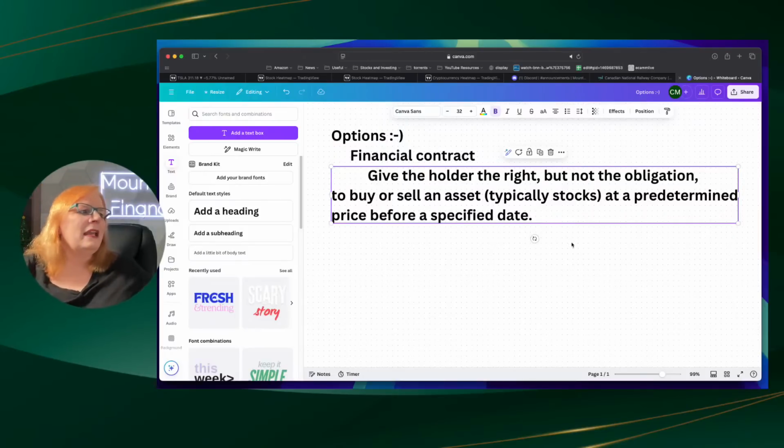But in a nutshell, it gives the holder the right, but of course, not the obligation. So if you buy a contract, you don't have to take it. And we're going to talk a little bit about that as we go along. Basically, you're buying it at a predetermined price before a specific date. And that's something called a strike price. We'll talk a little bit more about that as we go.